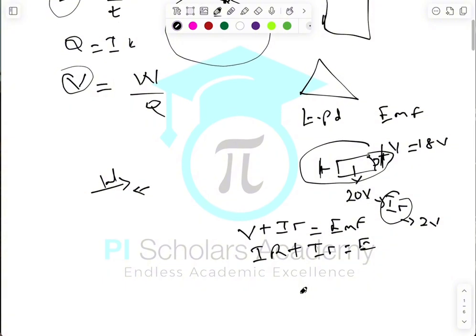Then what is resistance itself? Resistance is simply the opposition to the flow of current. And that leads me to Ohm's law. So what does Ohm's law say?